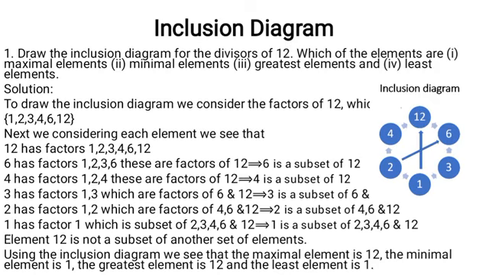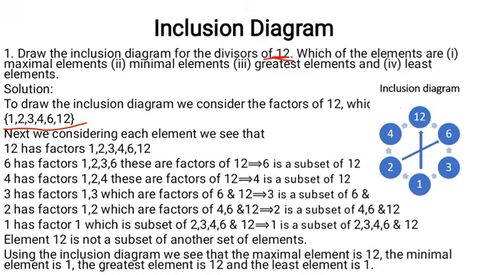Okay, so the question says, draw the inclusion diagram for the divisors of 12. Which of the elements are maximal, minimal, greatest, and least? Okay, so we want to find out those. So to draw the inclusion diagram, we want to find all the elements. So you could use your factorization method to find all the possible elements of 12. And the possible elements are 1, 2, 3, 4, 6, 12. You can verify that yourself.